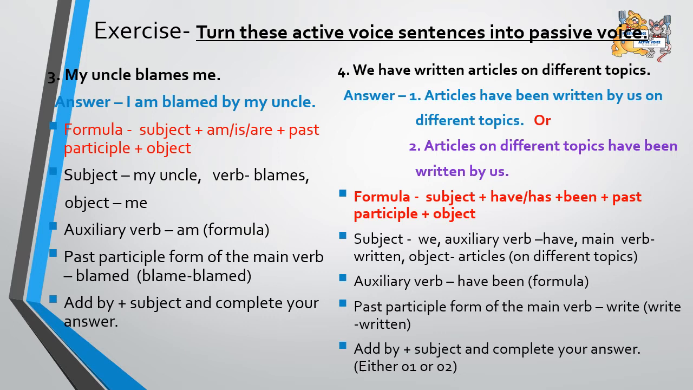In this sentence, the subject is we, the auxiliary verb is have, the main verb is written, and the object is either articles or articles on different topics. Now begin the sentence with the object. Then we select the auxiliary verb have been from the formula because the object is plural. Then add by and the subject to complete your answer.